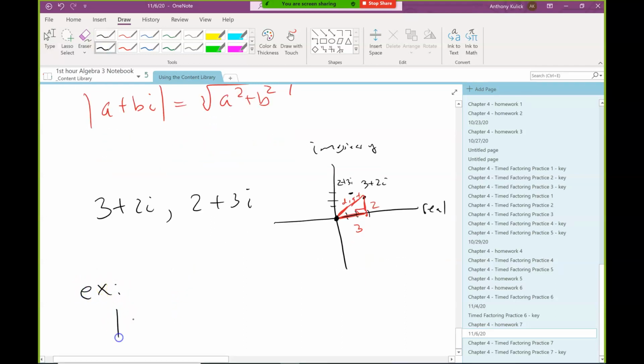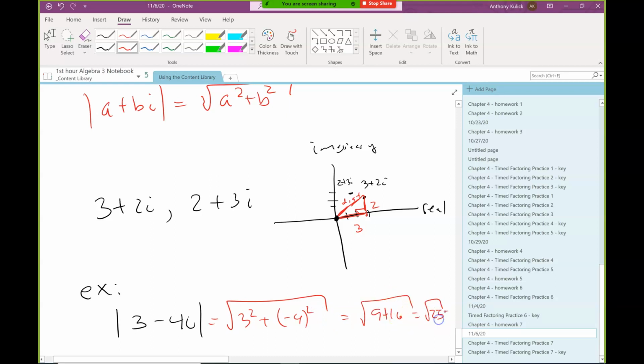So for example, if I wanted the absolute value of 3 minus 4i, that's going to be the square root of 3 squared plus negative 4 squared, or 9 plus 16, which is 25, which is just 5.